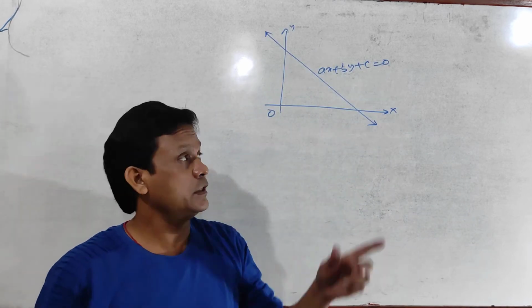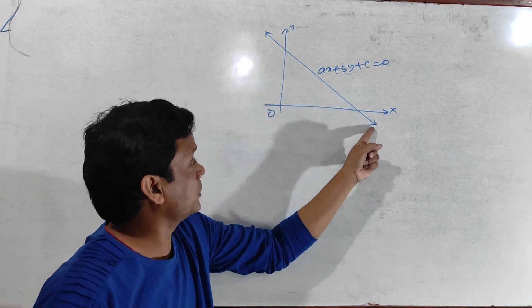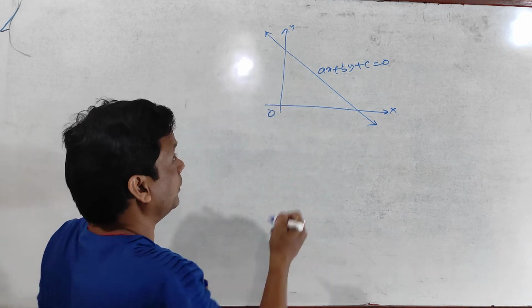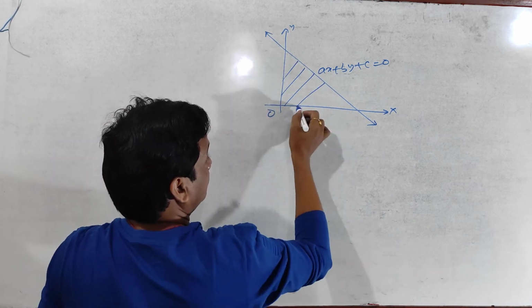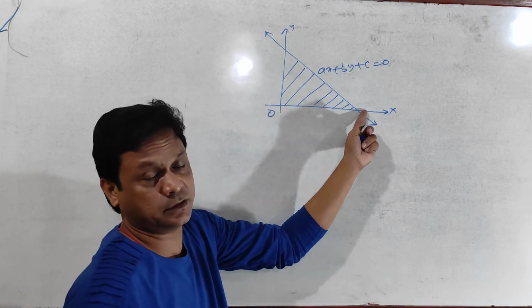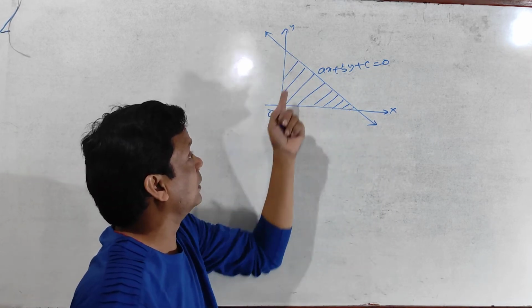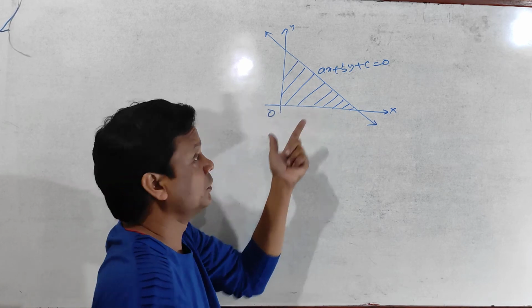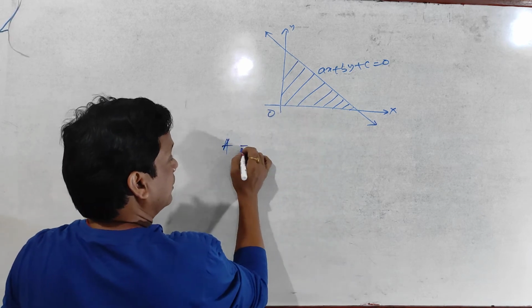Okay, see here. The equation of this line is ax plus by plus c equals 0, and these are the x axis and y axis. You have to find this area bounded by ax plus by plus c equals 0 with the coordinate axes. This is a right angle triangle, and the formula for its area is half base into height.